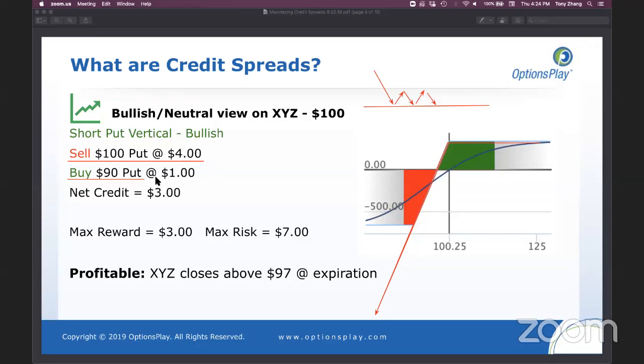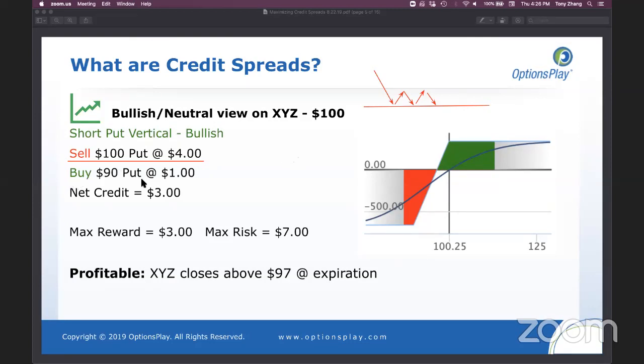What you can do is buy a $90 put against that and limit your risk. When I buy a $90 put, what I'm effectively doing is capping the risk that I can lose on this put spread. So I still expect the stock to stay above 100. That's my expectation. But if the stock does go significantly lower, I don't risk more and more money. I'm only risking a certain amount of money. And that's really why we want to sell a credit spread: to take advantage of a slightly bullish view, but do so in a way that doesn't risk a large amount of capital.